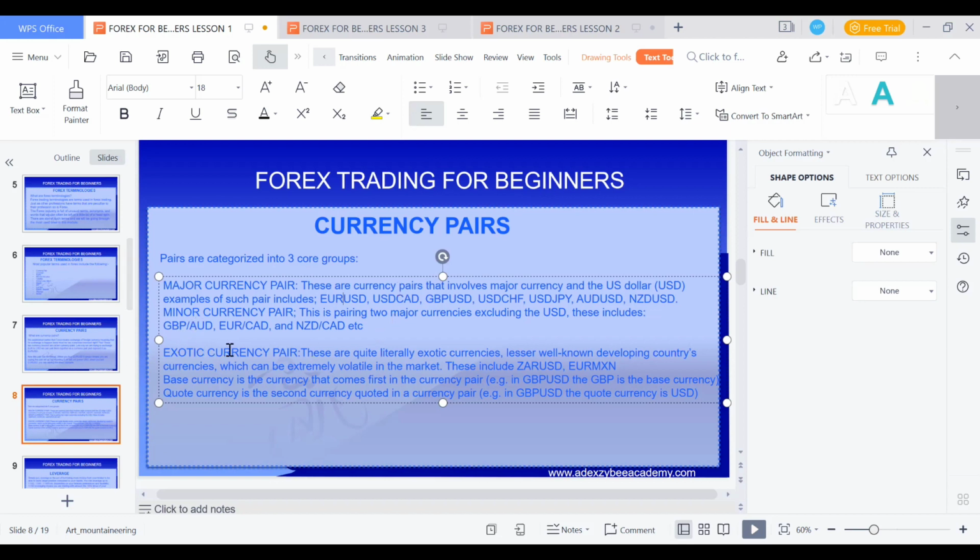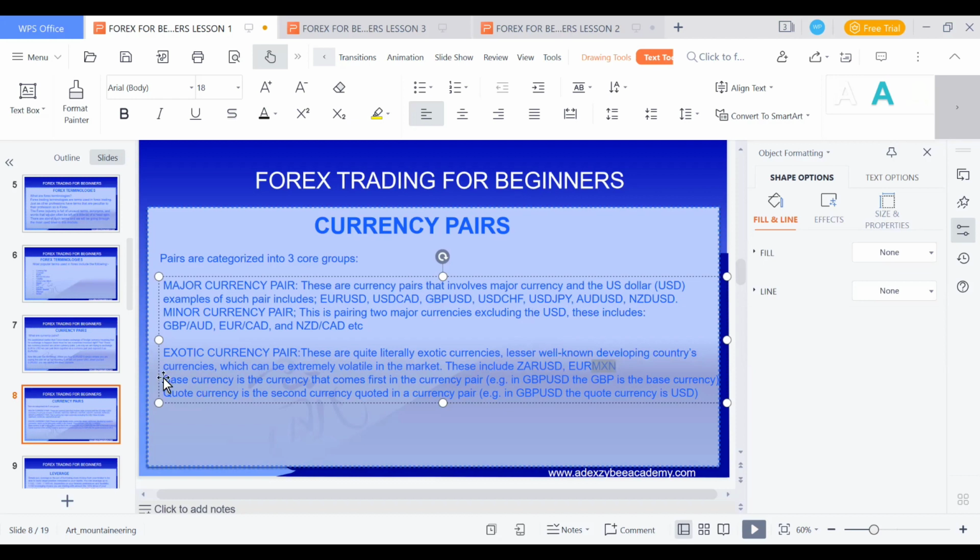Now, the third one that I won't advise you to trade at all is the exotic pair. These are quite literally exotic currencies, lesser well-known developing countries, which can be extremely volatile. For example, this is South Africa rand, this is Mexican peso, I think. I'm not really very sure, but that's Mexican currency. These are countries that are not really very popular.